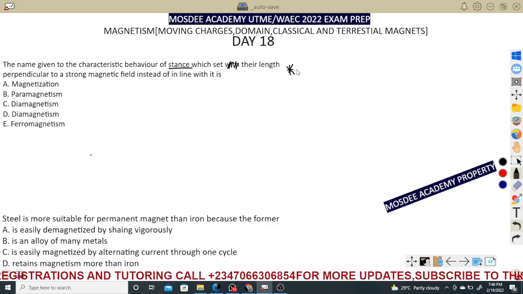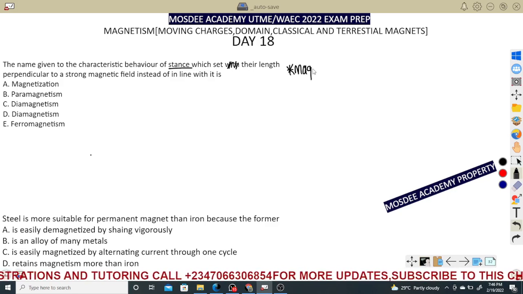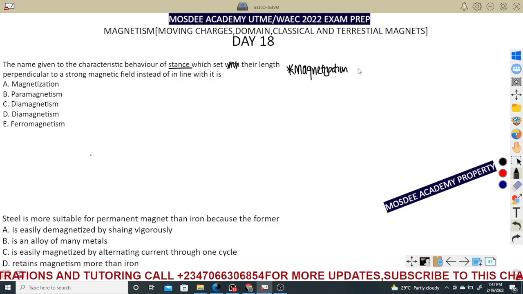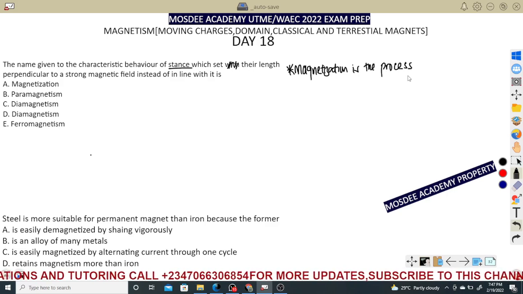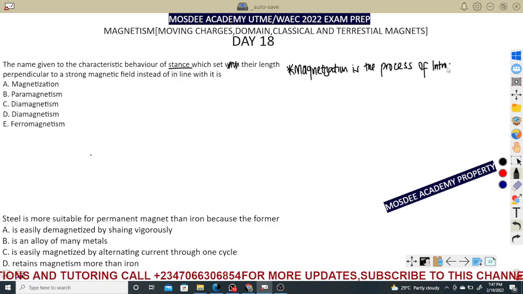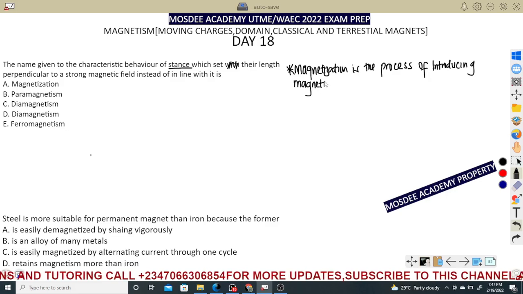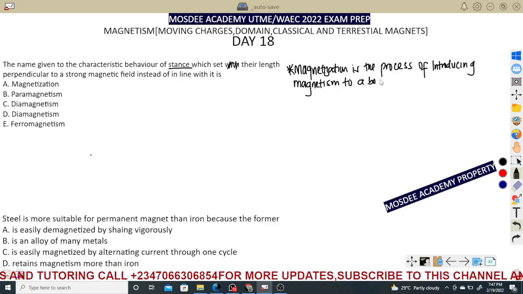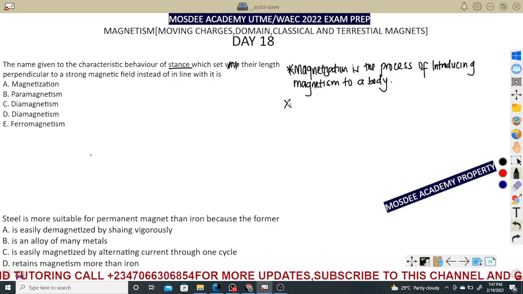When you hear the word magnetization, it simply means the process of introducing magnetism to a body. So basically, when we talk about magnets, we say magnets are always bipolar. I don't want to go into too much advanced level. I'm trying to limit it to what you have an idea of from junior classes. So when you introduce magnetism to a body, the process is called magnetization.